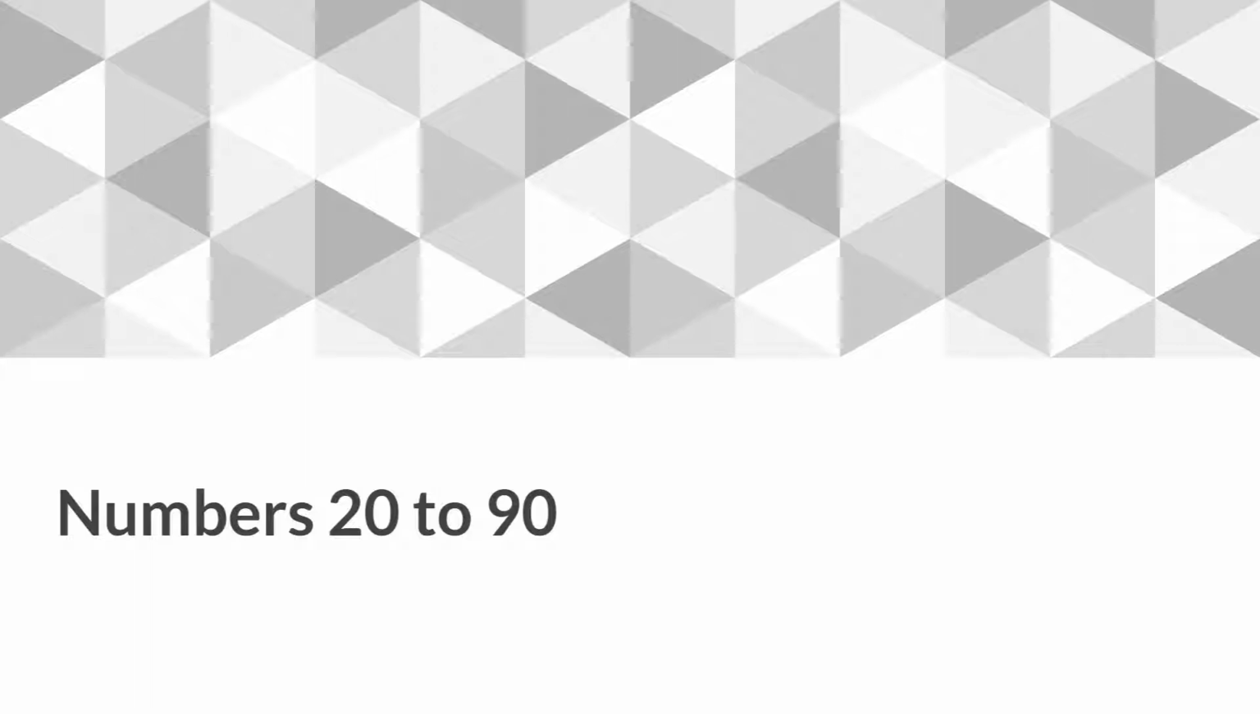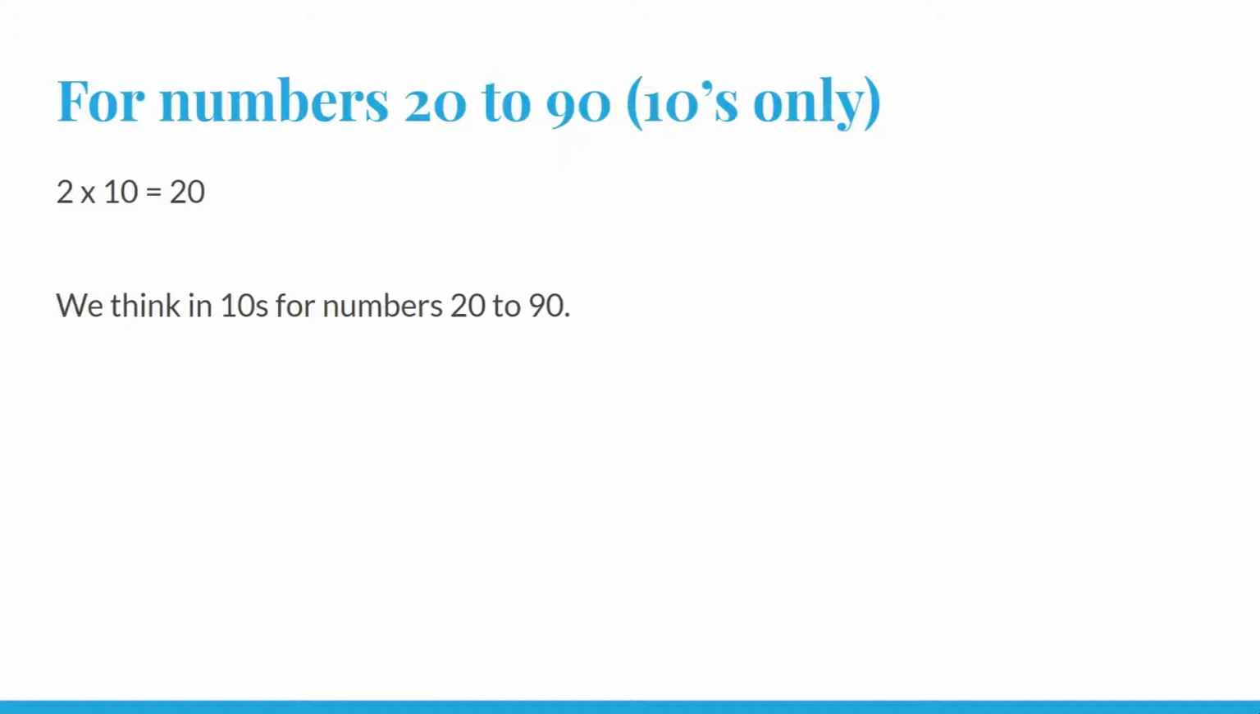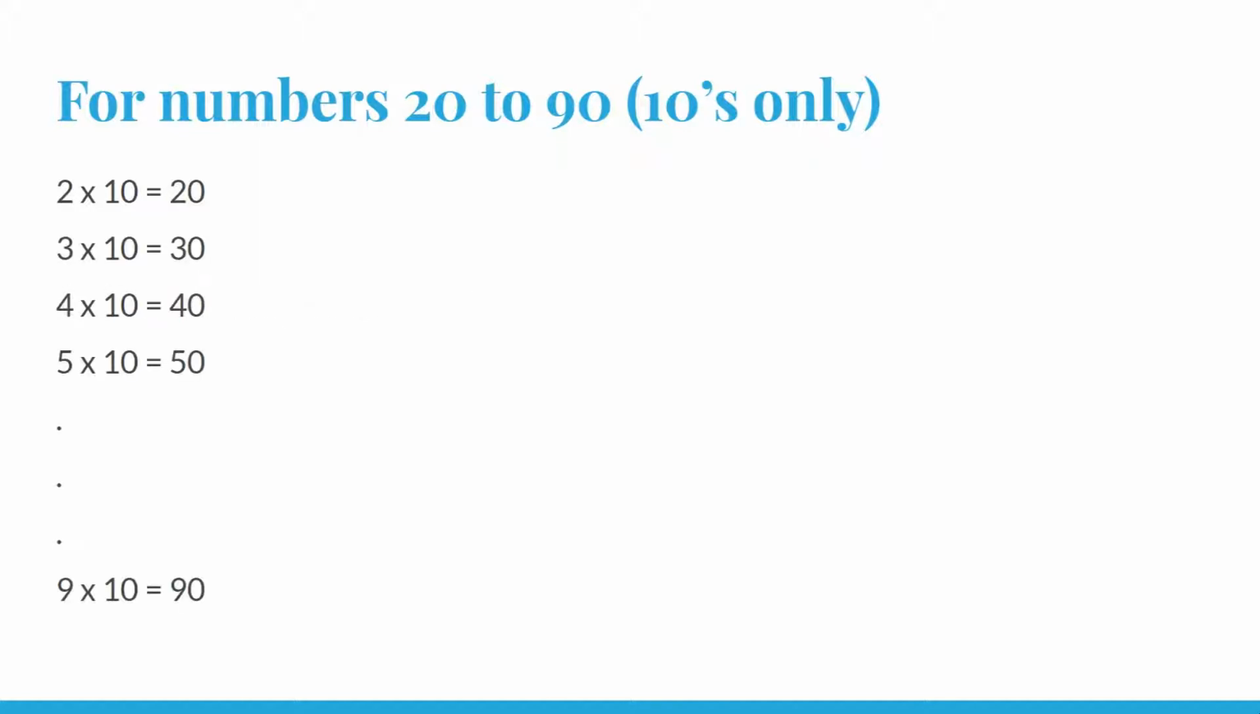Numbers 20 to 90. In this case, instead of addition, we are going to be doing multiplication. We think in tens for numbers 20 to 90. For example, 20 has two tens, so we'll have 二十. Let's take a look at 30. 30 has three tens, so we have 三十. This structure goes all the way from 20 to 90. Based on the characters we know already, we know how to write 20 and 30. And they are 二十, 三十.